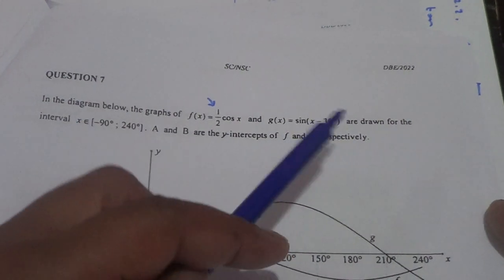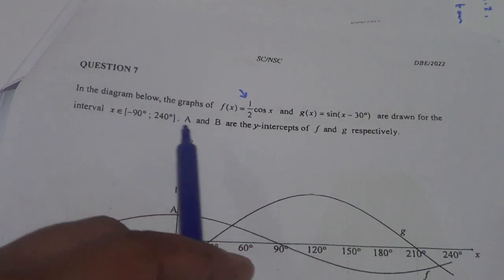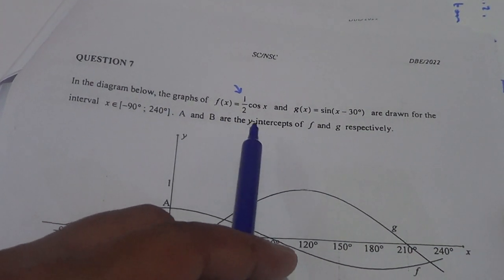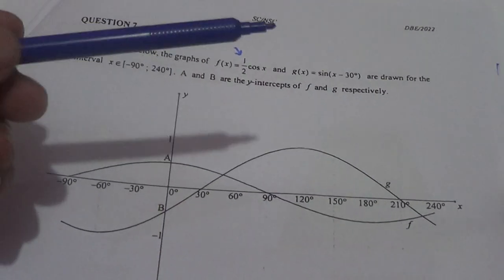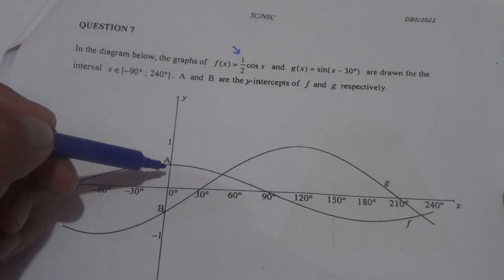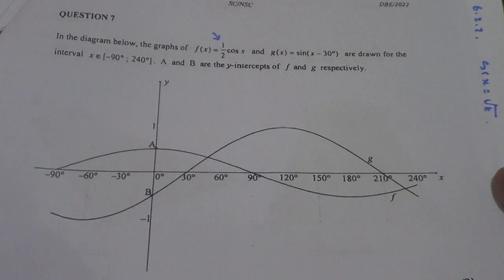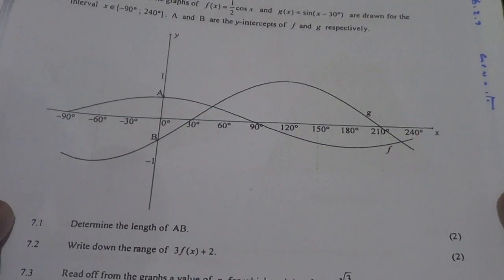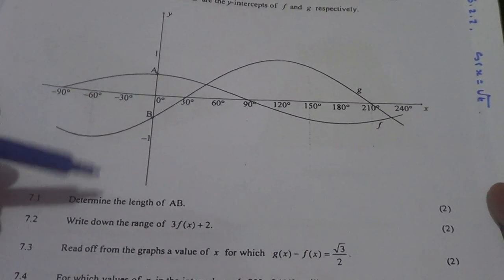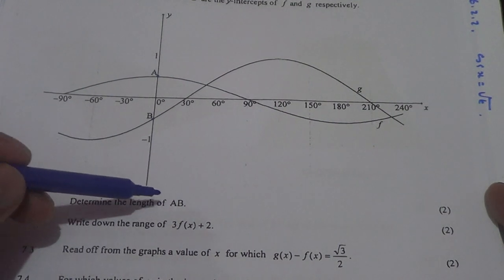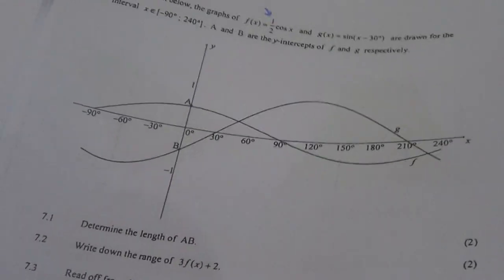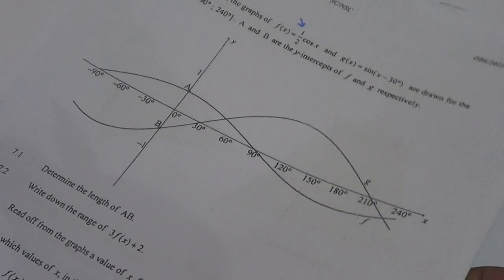The interval drawn is just the domain. A and B are our intercepts, so there we can see A and B. It says now determine the length of AB.